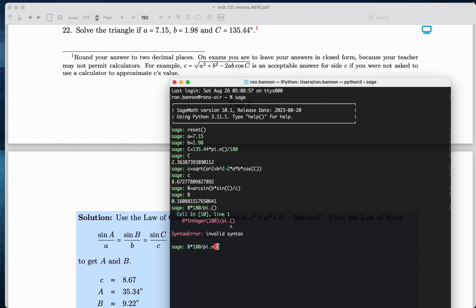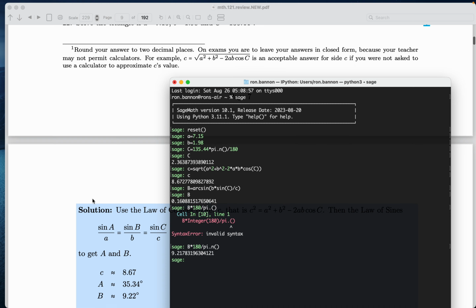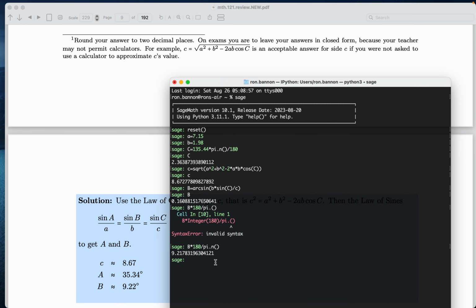Someone said, how did you make a mistake? It doesn't make sense to me. Okay, so what do I get over there? I get a number. This is in degrees, by the way. And what's the degree number going to be? Let me just take a look at my answer key, by the way. It should be 9.22 degrees, all right?